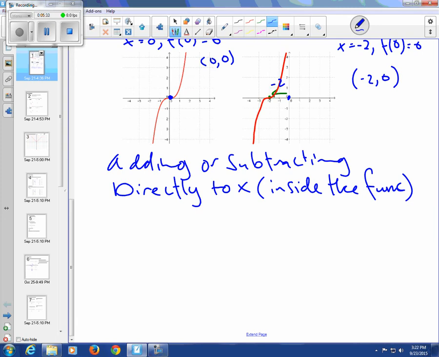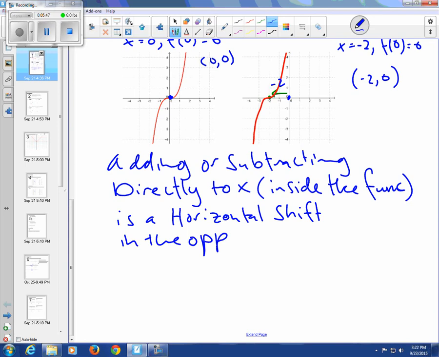Is a horizontal shift in the opposite direction. Now, you may not need to write all that down, but that's the general way we want to think about what's happening when we add or subtract directly to x inside the function.